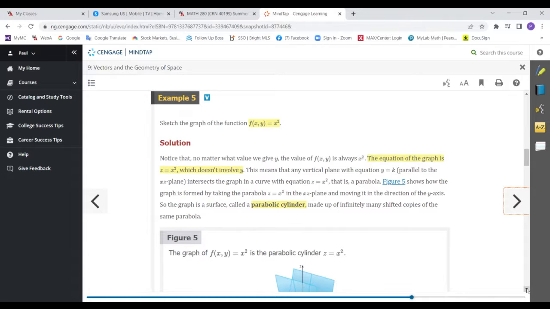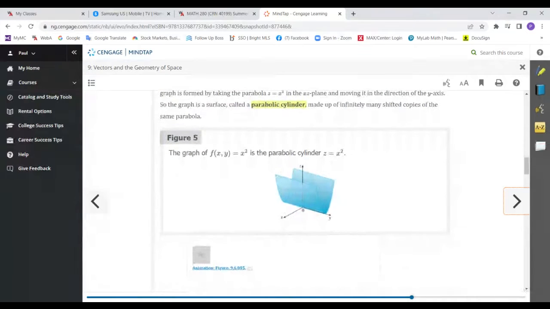Let me show you a little picture here. This is what the function looks like. It's a parabolic cylinder. Now, what's going on with that? Why does that surface look that way? Well, let me go to the whiteboard and give you a little guidance on this.